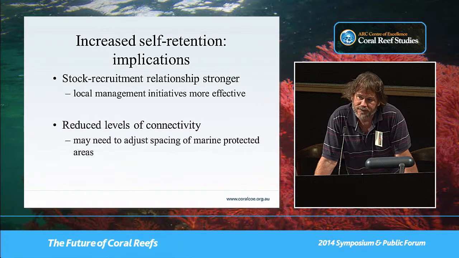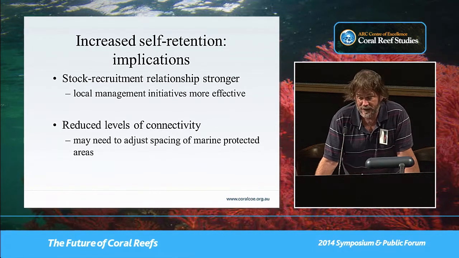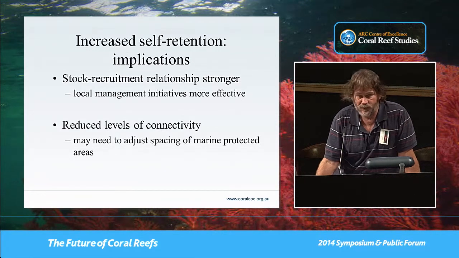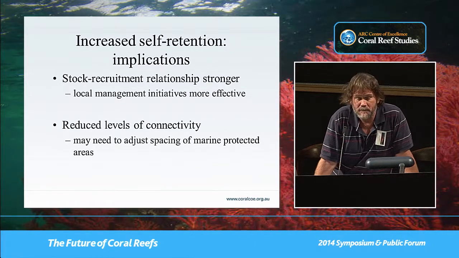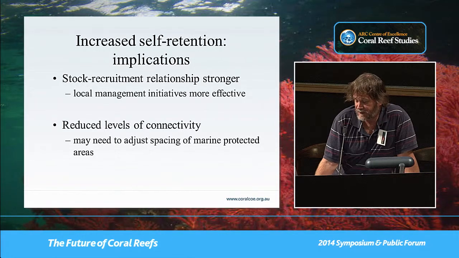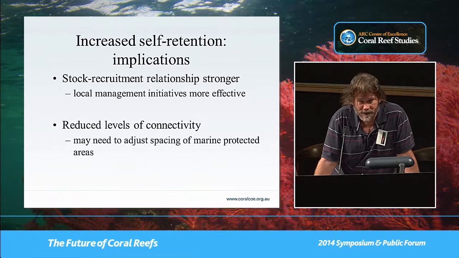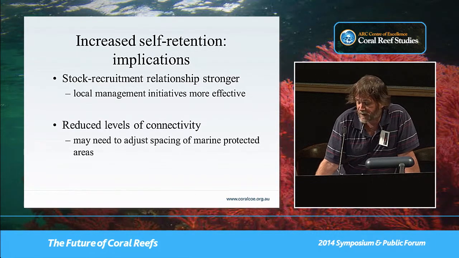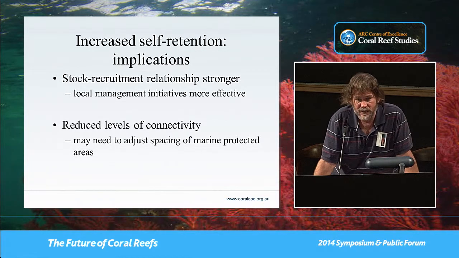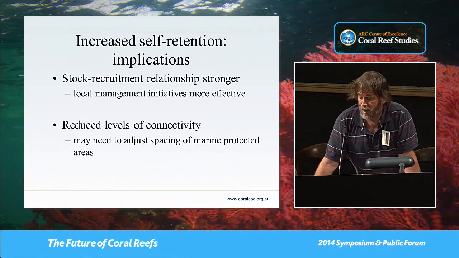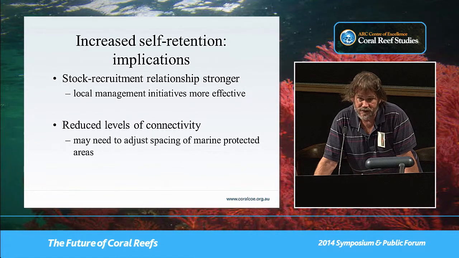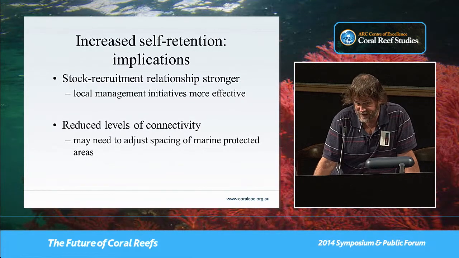But increased rates of self-retention mean that fewer larvae are going to be leaving the reef, and so patterns of connectivity among reefs are going to be reduced. That's not necessarily a bad thing, but it certainly means that we need to think about how we manage the parks. For example, we might need to increase the size of protected areas or adjust the spacings so we can compensate for these reduced levels of connectivity that we're going to see as a consequence of increases in temperature.